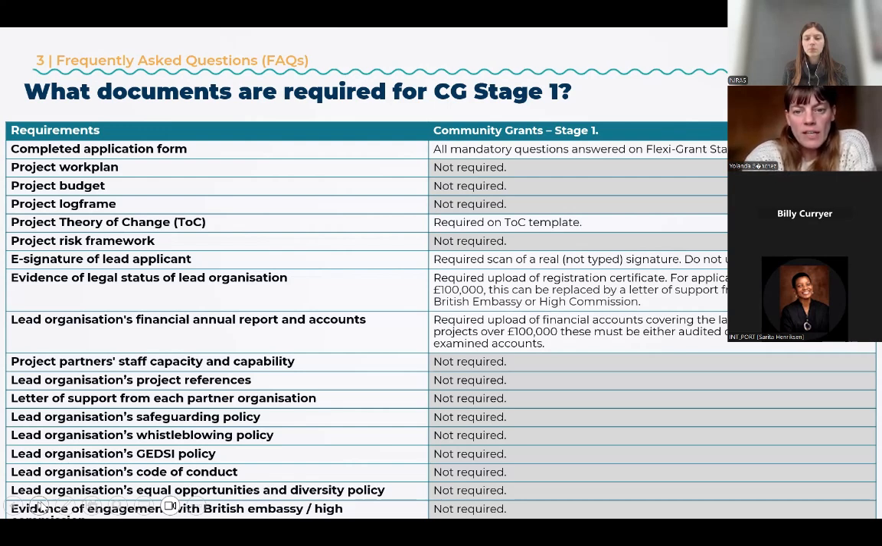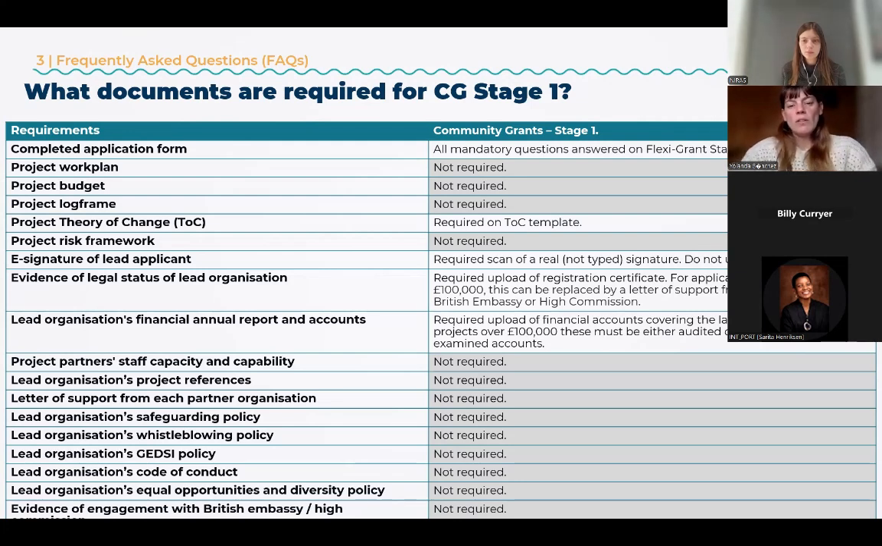And for applications that are below £100,000, this can be replaced by a letter of support from host governments, British Embassy, or High Commission. This is only for projects that are submitting an application for less than 100,000. Then we also require the lead organization's financial annual reports and accounts. We are going to see it a little bit later, but it requires upload of financial accounts covering the last 2 financial years. For projects over 100,000, this must be either audited or independently examined accounts.